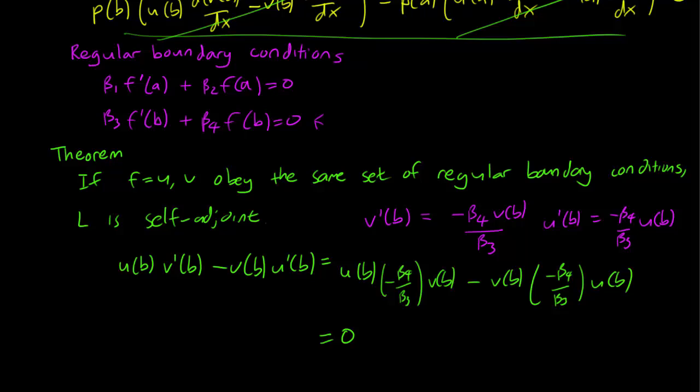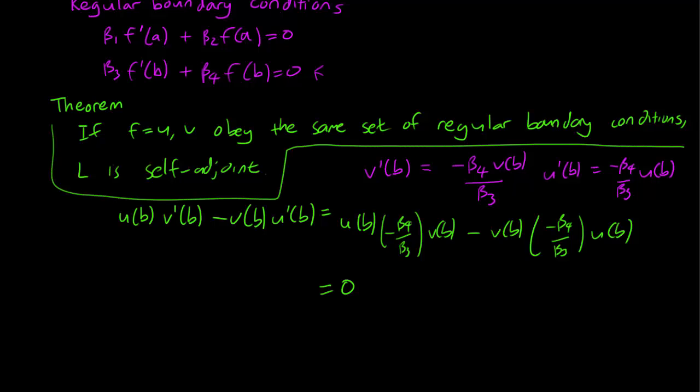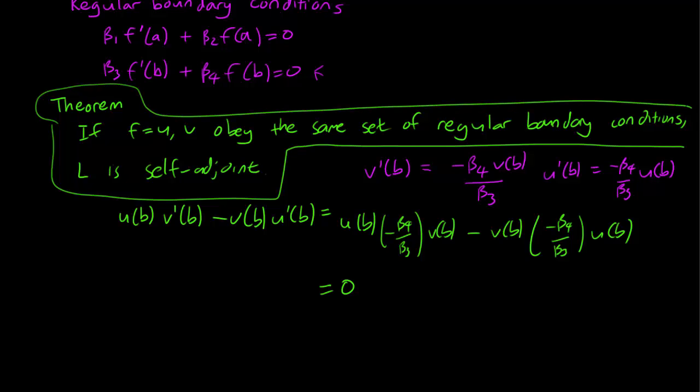And this means that as long as our u and v obey the same set of boundary conditions, L is always going to be self-adjoint, but that's going to be fine, because remember, we're always going to apply the Sturm-Liouville operator on eigenfunctions. u and v are always going to be eigenfunctions in our context, and these eigenfunctions have to obey the same boundary conditions.